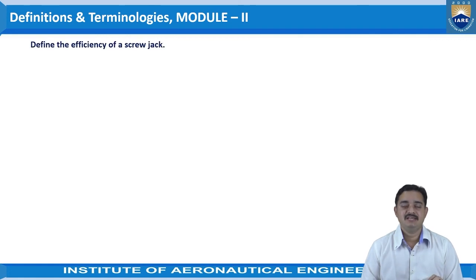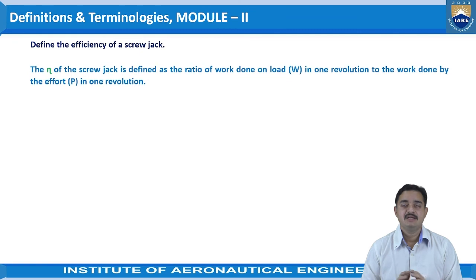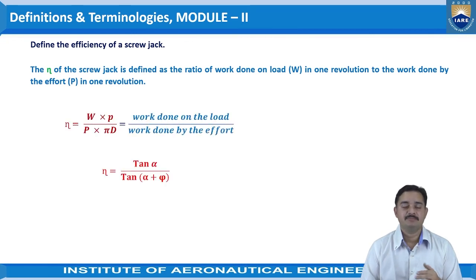Next one is, define the efficiency of a screw jack. The efficiency of the screw jack is defined as the ratio of work done on the load, which is W, in one revolution to the work done by the effort, that is P, in one revolution. So the representation is given like this. Efficiency is equal to W into p by P into pi d, where the effort is P here, small p is the pitch of the screw and d is the diameter of the screw. Then work done on the load by work done by the effort is the efficiency, and it is given as efficiency is equal to tan alpha by tan (alpha plus phi).